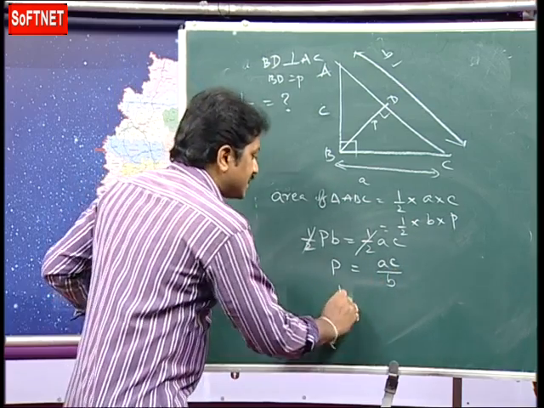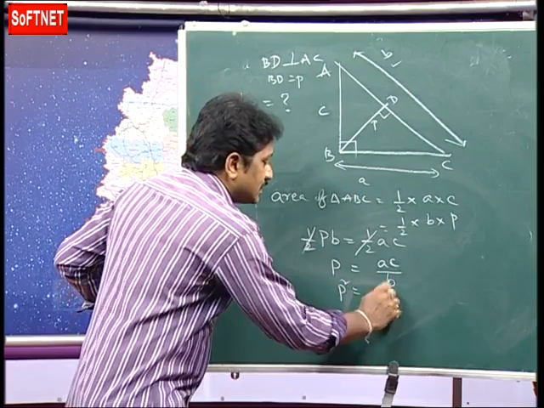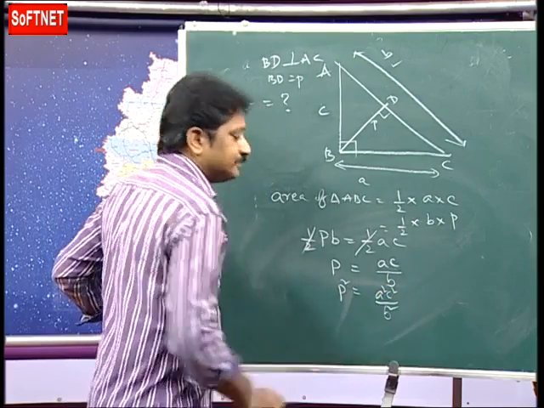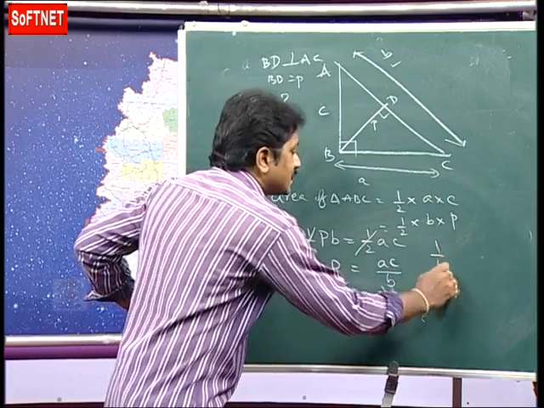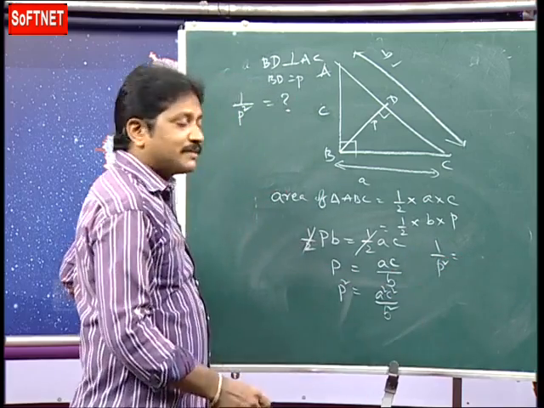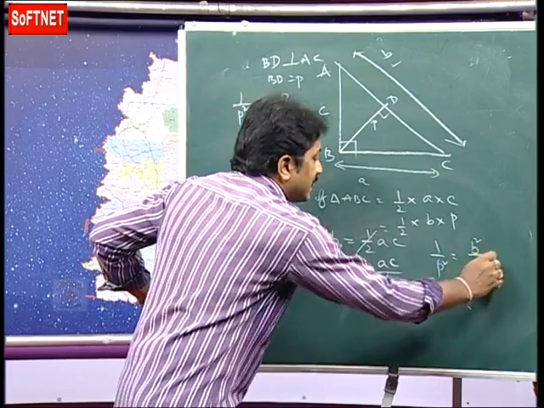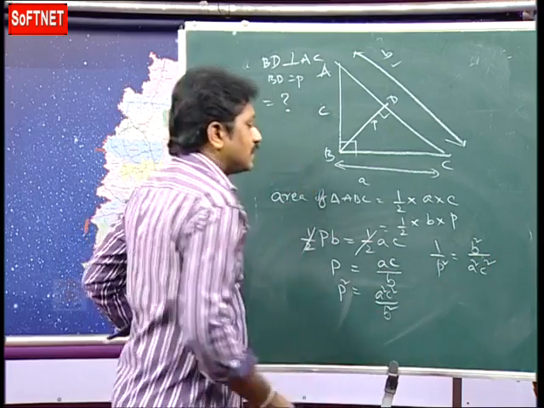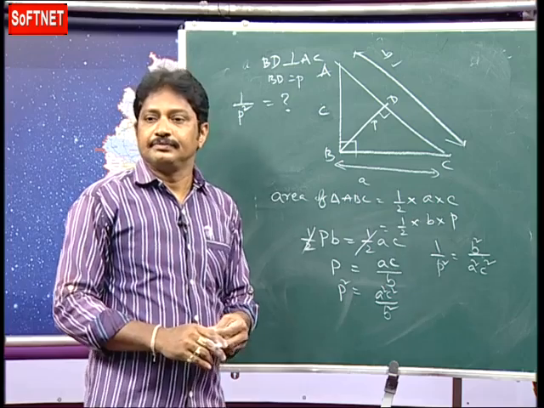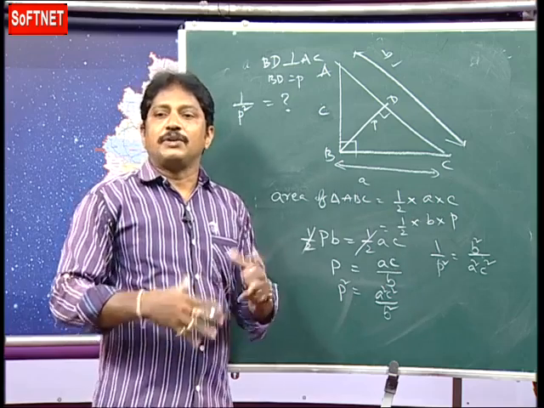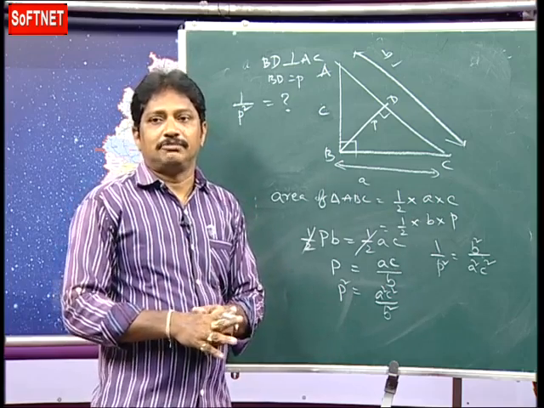or P square is equal to how much here? A square C square by B square. What is required? 1 by P square is required. So 1 by P square equal to B square by A square C square. That's it. Clear? Like you can find the values of the required ones.